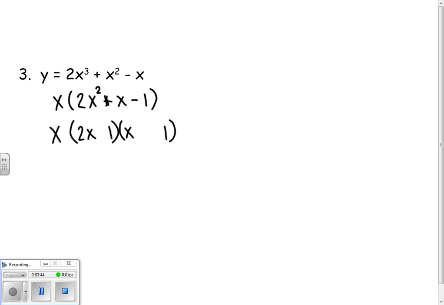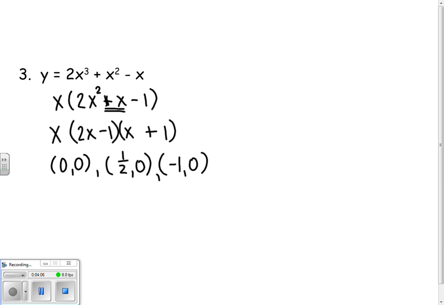In order to get a positive x, this middle term right here, in order to add to a positive x, I need a plus here and a minus there. Remember to check the O and I in FOIL if you have a hard time factoring those. So my roots are (0, 0) because of the GCF, (1/2, 0) because of the 2x minus 1, and (-1, 0) because of the last factor.